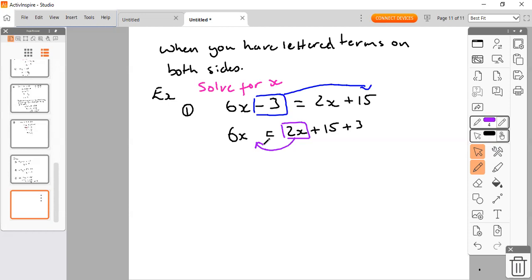So that whole thing is a positive on the right hand side. We move it over here, then it becomes a negative on the left hand side. So it was 6x minus 2x equals 15 plus 3, which is 18. Okay, so that like terms, that just simplifies a wee bit. 4x, and then that 4 can go back over to the other side. Once we've collected all the x terms together, that gives me 18 divided by 4, which is 4.